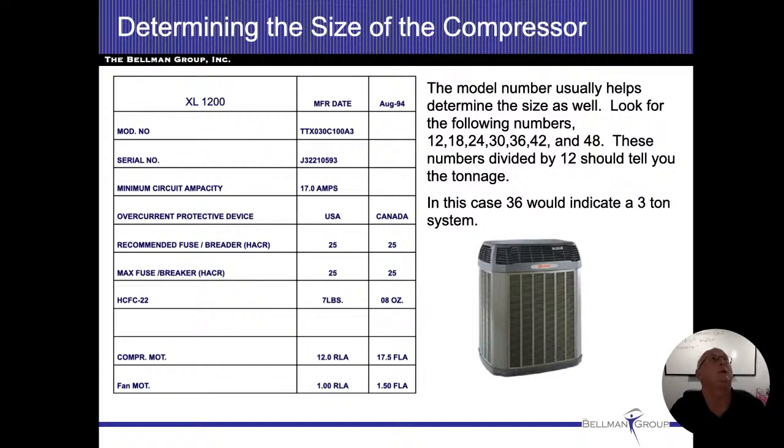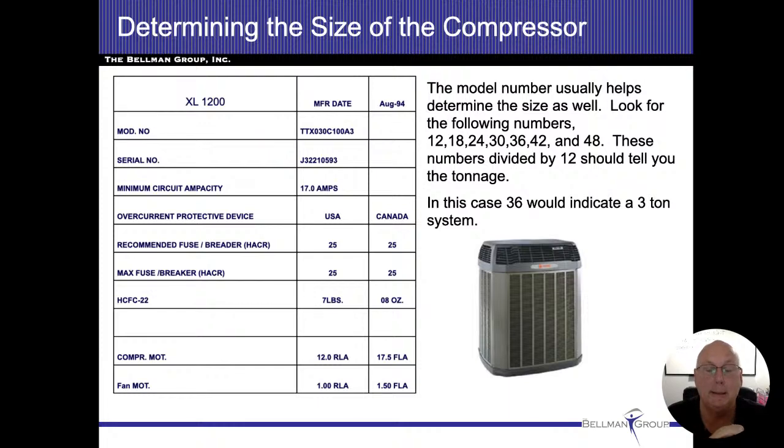The next number I want you to look at is that minimum ampacity. The minimum circuit ampacity is talking about the wire size, basically. So when this unit is running, I need to be able to allow 17 amps to flow through this system. So if I start doing my wire gauge measurements again, and what I should have committed to my memory, I know that a 14 gauge wire is only good for 15 amps. Well, this is telling me I need at least 17 amps. So that 14 gauge wire isn't going to cut the mustard.